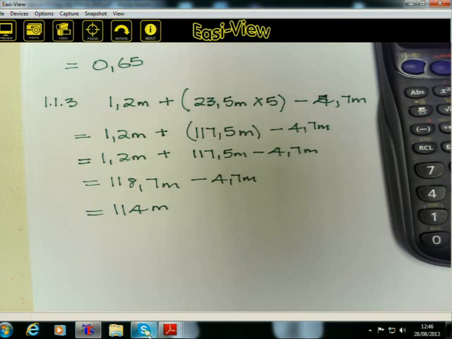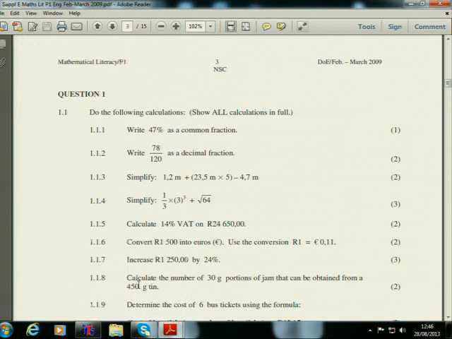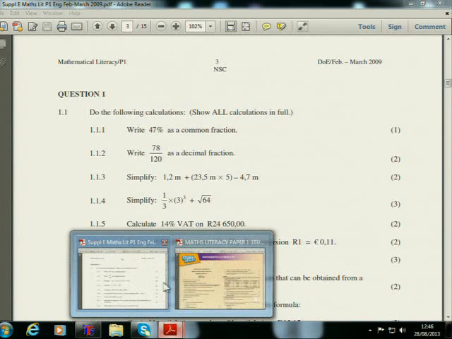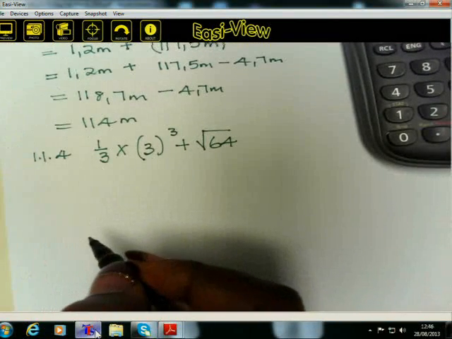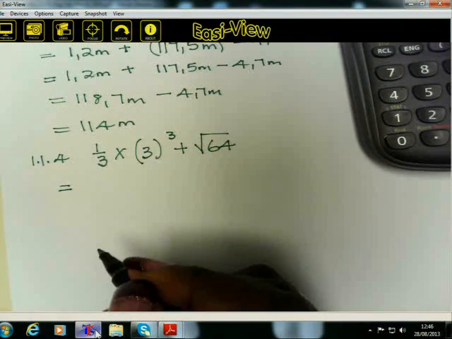Now I'm aware that maybe I'm following long steps, but it is to make sure that even learners that cannot go through this, maybe don't understand some of the steps, they are able to follow through with me. Let's go on to the next question, 1.1.4, where we have to simplify 1 over 3 multiplied by, between the brackets, 3 to the power 3, plus the square root of 64. Now this question gives you 3 marks. So it is important that we have steps in there as well that we include before the final answer.